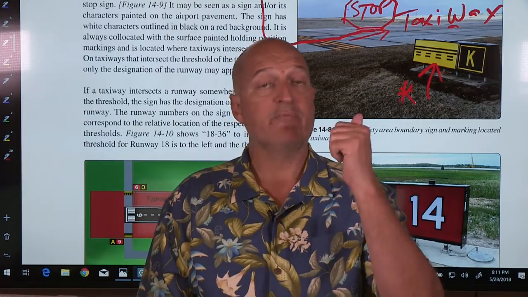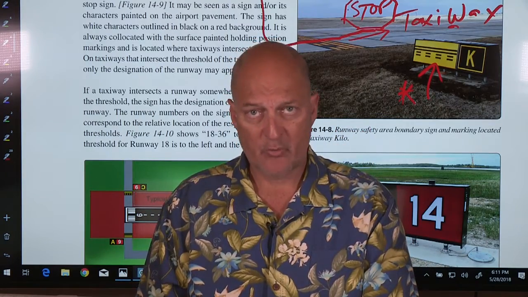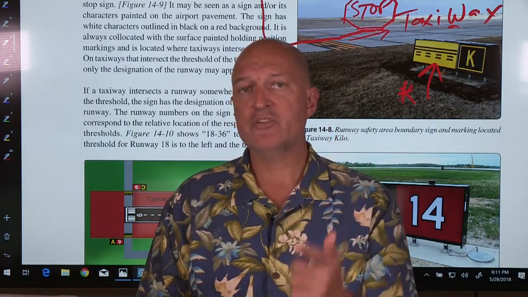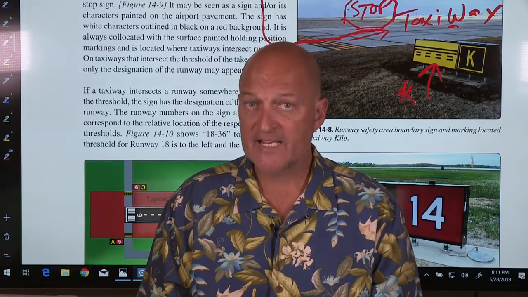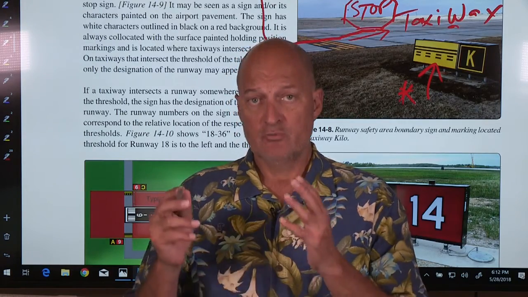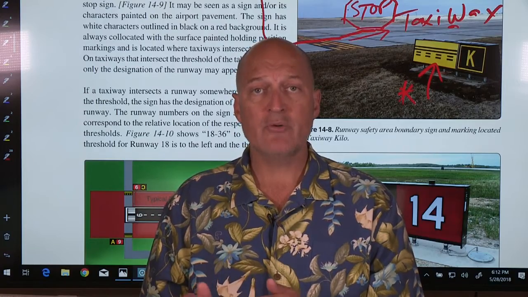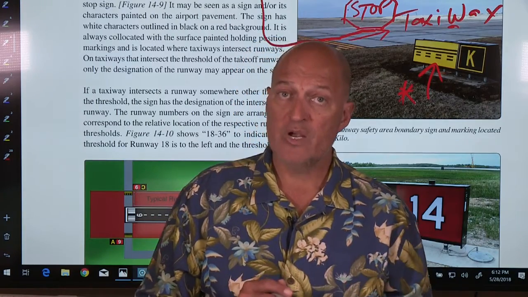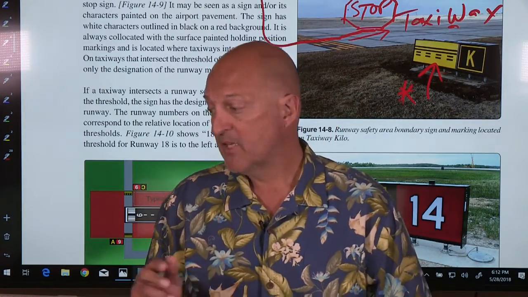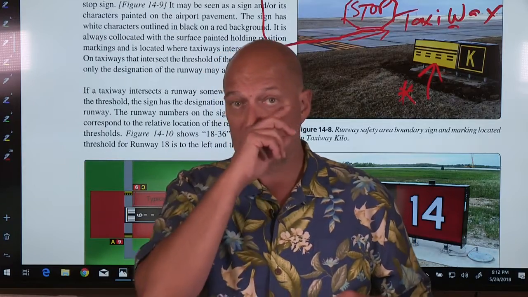So you have to have permission to taxi coming off the runway. You have to have permission to enter the runway when you're coming from the taxi side. Permission to taxi normally comes from ground control. Permission to enter the runway normally comes from the tower. Okay, so that is what a hold short line looks like.